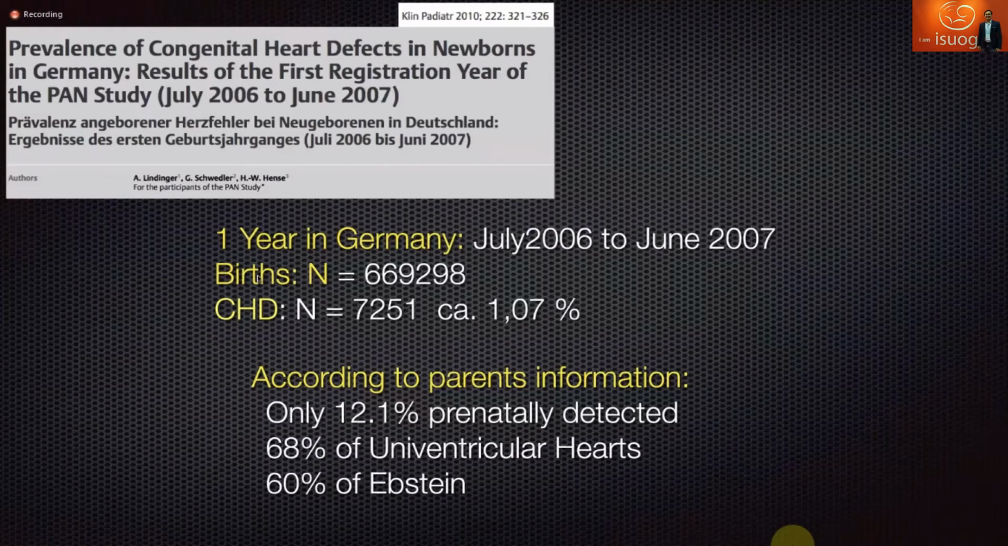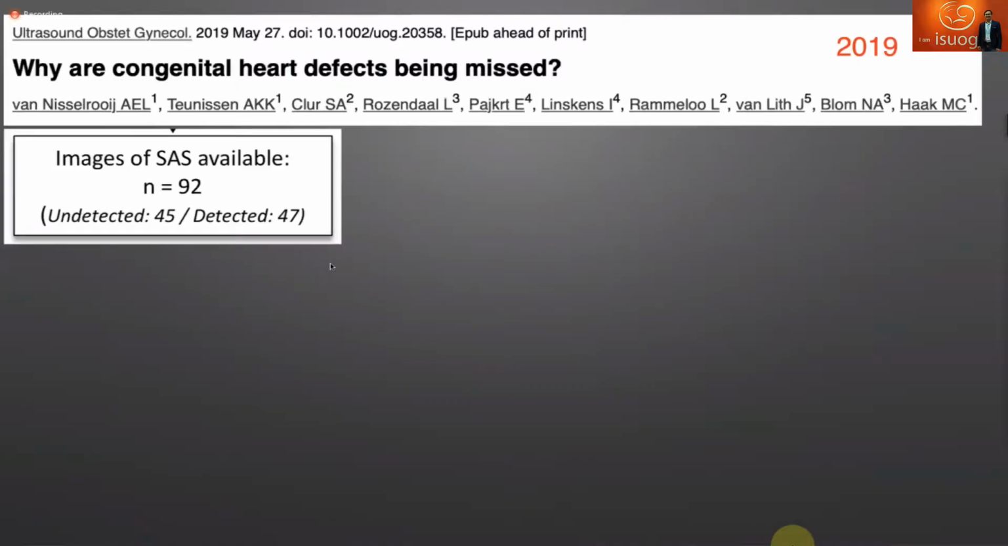Now, I want to finish the data with one study I like very much. This was a study published by the group in the Netherlands by Monique Haak and her group, by Van Nisselrooij. They analyzed why cardiac anomalies are missed. They have a group of sonographers who perform a wonderful job. The specialists went to the data and took out 90 heart anomalies, half being detected, 45 and 45 not detected. And they analyzed what the reasons are for missing a cardiac anomaly.